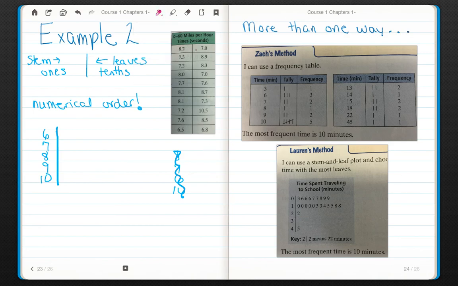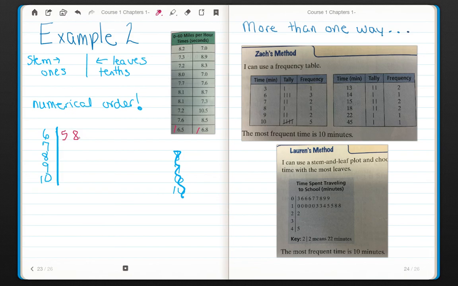Now I'm going to make my leaves. So I'm going to start with the 6s. So 6, I have a 6.5, I have a 6.8, and those are all my 6s. So the 5 and the 8 I'm going to write in numerical order. 5 and then an 8.